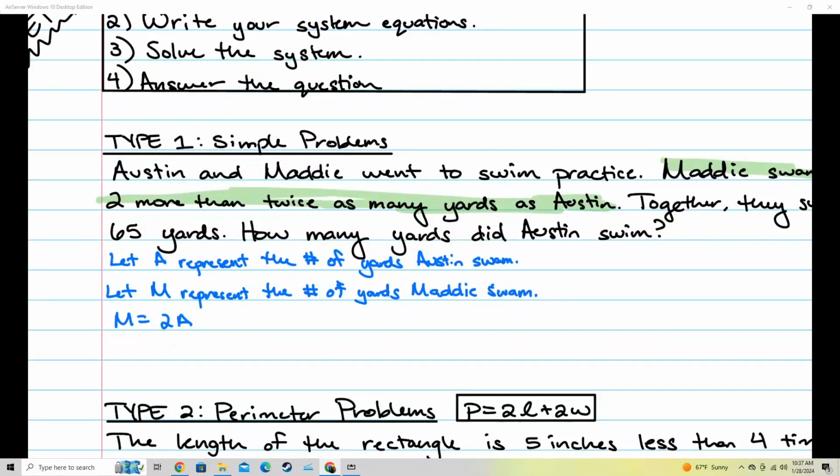Now, that's great, but I need to go 2 more than that, right? So if this is twice as many as Austin and I want to go 2 more than that, this is where I add the 2. So again, this is twice as many yards as Austin. This is 2 more than twice as many yards as Austin. And that's how we get that green equation to pop out. So this is a translation of that green sentence, my green equation. This is telling me that Maddie swam 2 more than twice as many yards as Austin.